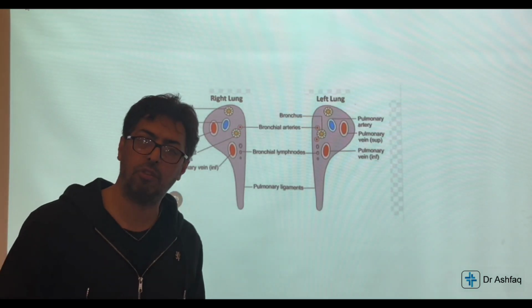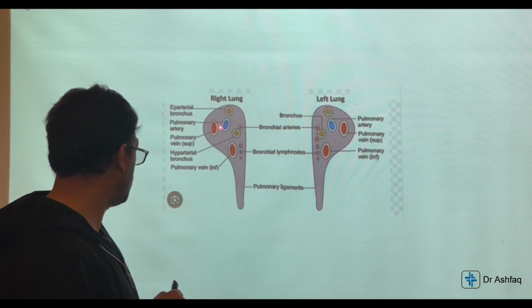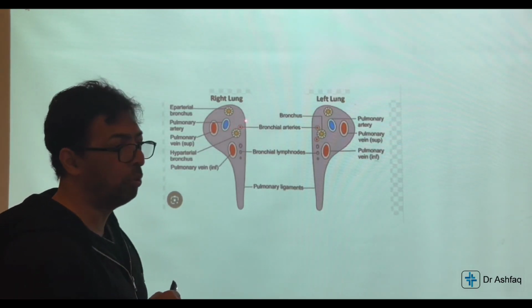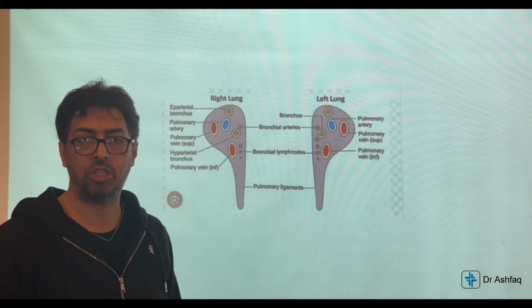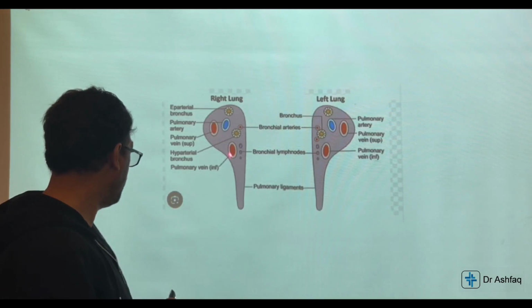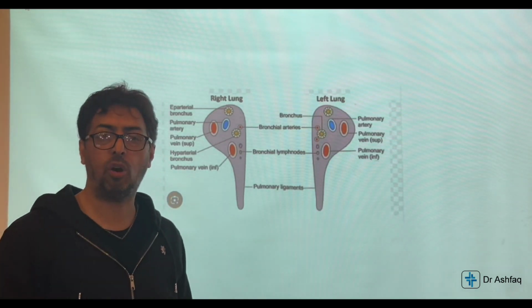One important thing you have to remember is that this is a pulmonary artery and it is shown in blue. Why? Because the pulmonary artery is one important artery which carries deoxygenated blood. And you can see the pulmonary veins, these are colored red. Why? Because pulmonary veins carry oxygenated blood.